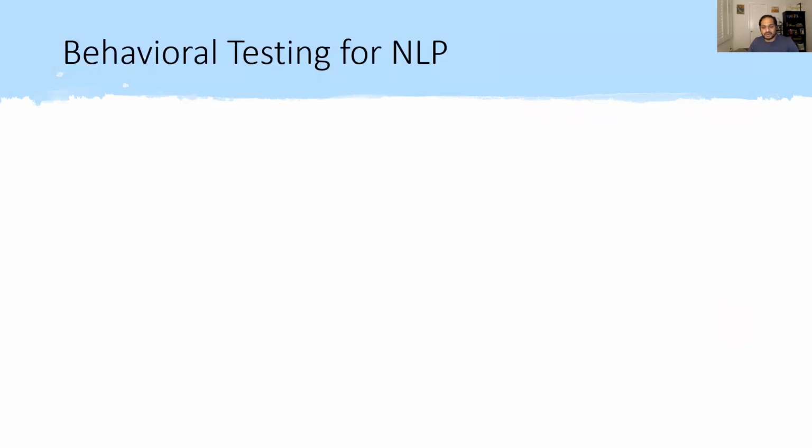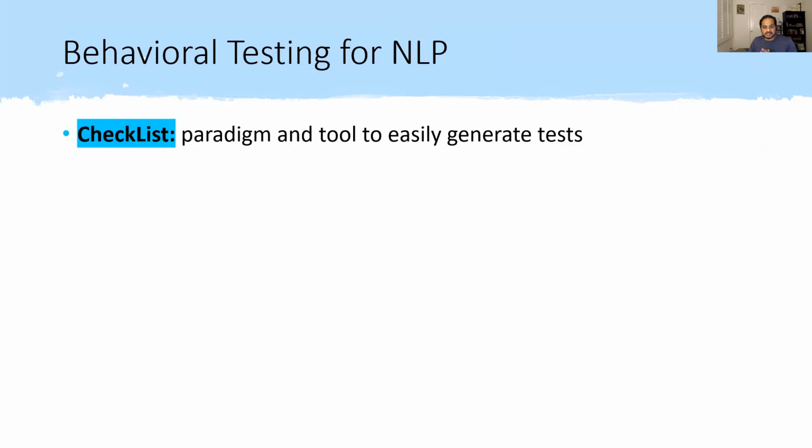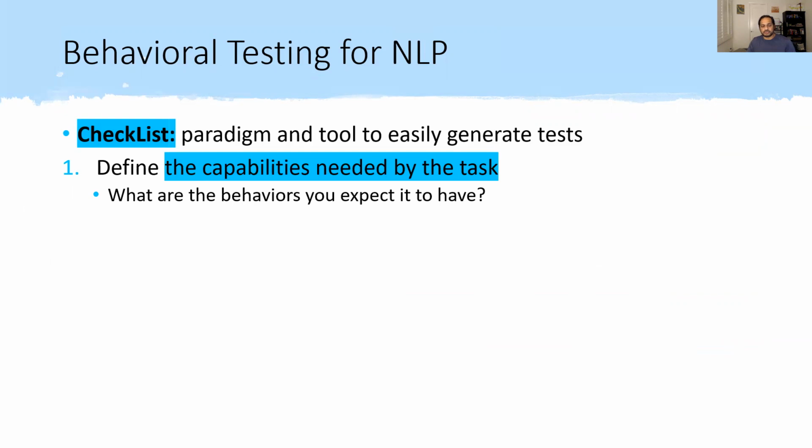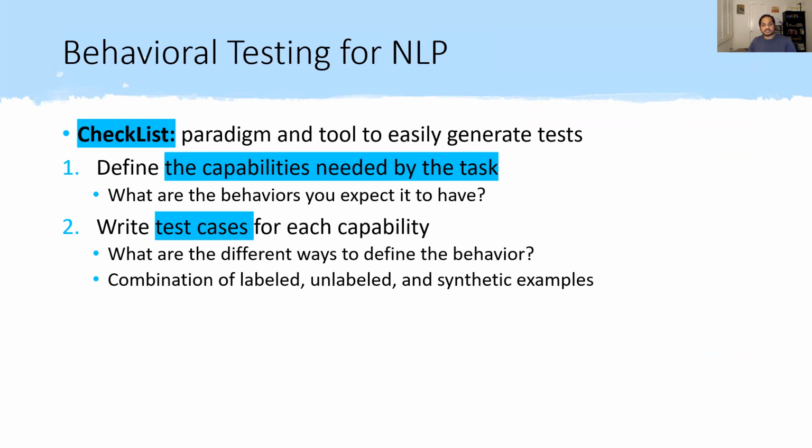So these are some of the tests that you can write for sentiment analysis. And there are a lot more in the paper. I encourage you to look at that. What we are actually proposing here is this checklist paradigm and toolkit to help you generate tests. The first step you should do if you want to do checklist is to define what are the capabilities needed for your task. If you're doing sentiment analysis, what are the different capabilities you want to have? What are the behaviors you expect a sentiment analysis system to have? The second thing to do is sit down, spend a few minutes with each capability and write down test cases for each capability. What are the different ways that you would want to test the behavior?